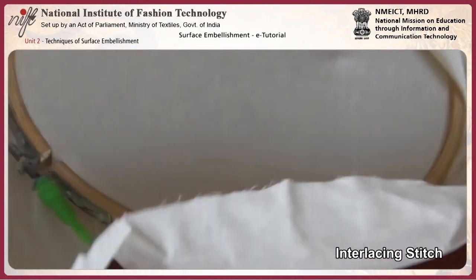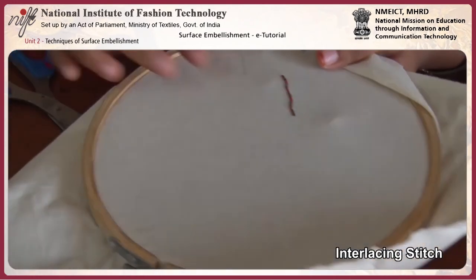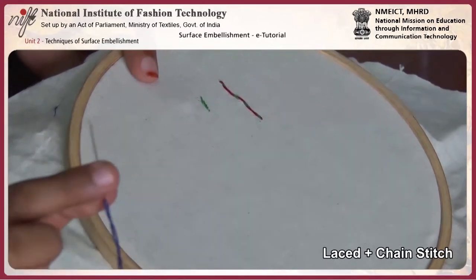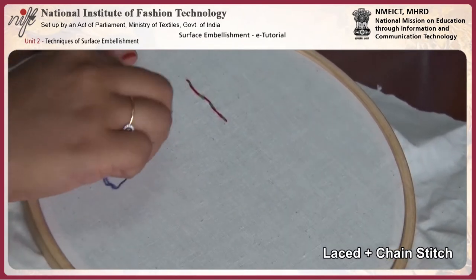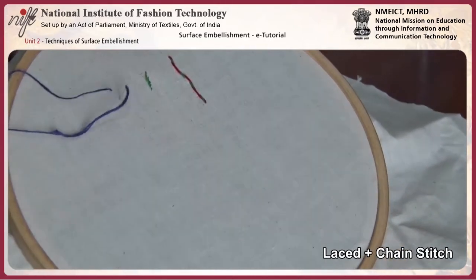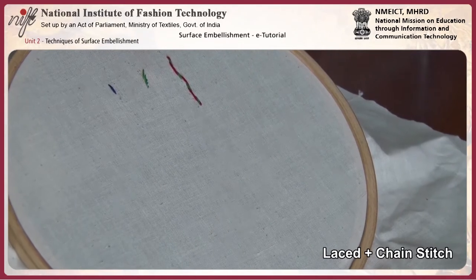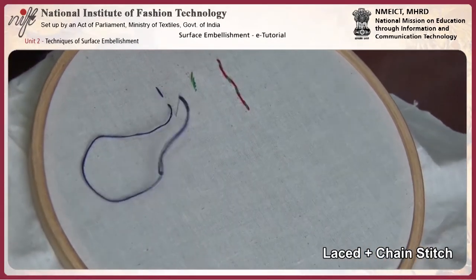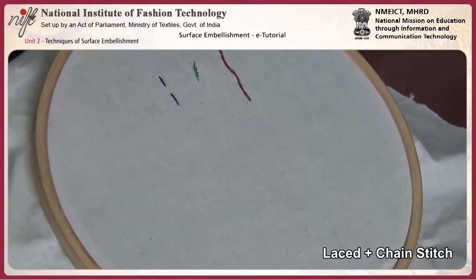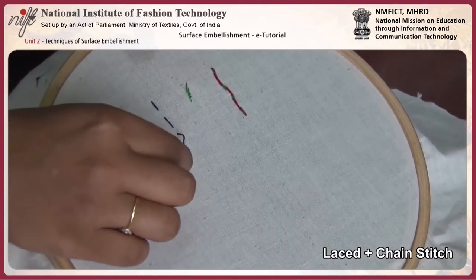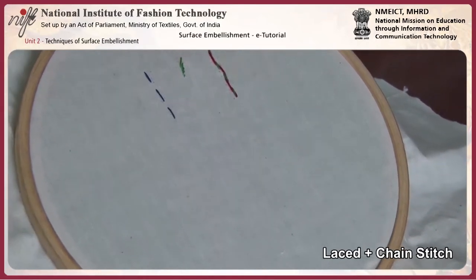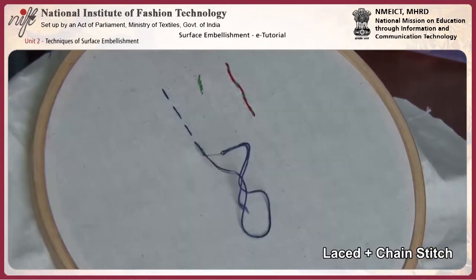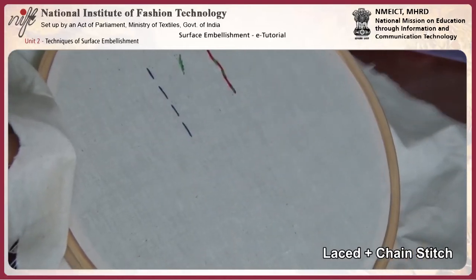The next stitch we are going to do is chain stitch. For that, take the needle and thread under the three, two, one. The next stitch we are going to do is laced stitch. For that, take a threaded needle. Do normal running stitch. Now make a knot at the back.